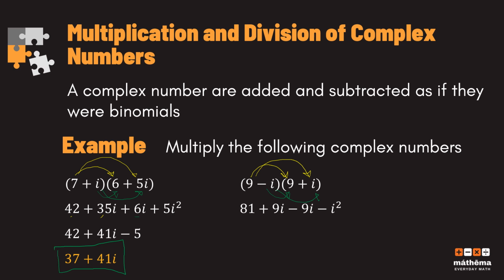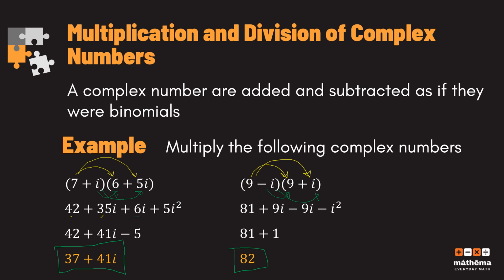Simplify. We have 81. 9i minus 9i is 0, so this will be cancelled out. Again, i squared is negative 1, times negative 1 will give us positive 1. So our answer will be 81 plus 1 is 82. Alright. So again, that is for multiplication of complex numbers.